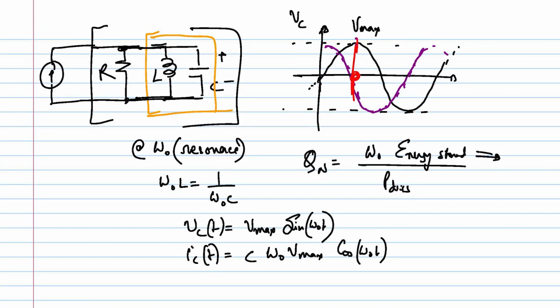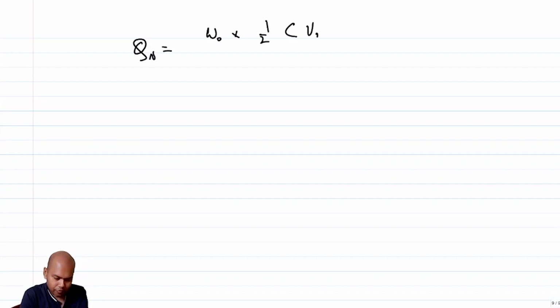Okay, that's all we are doing, right? So what is the energy stored? So then I know that Qn is omega naught times half C V max squared. Why? What is the power dissipated?